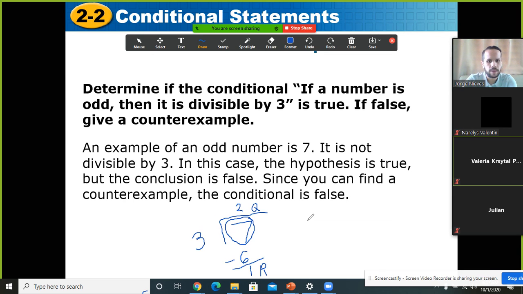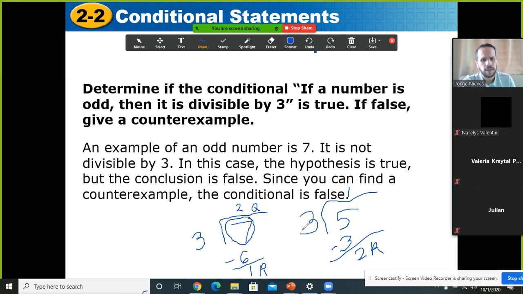Okay? ¿Por qué? Porque el 7 es un número primo. Okay? So the hypothesis is true, but the conclusion is false. Es verdad que el 7 es un número odd, but it is not divisible by 3. We can also see it with another odd number, 5. For example, if we choose 5, 5 is not divisible by 3. How many times does it fit? One time. But we want a remainder. So if that happens, it is not divisible by 3. ¿Entendimos, mi gente? Más o menos.